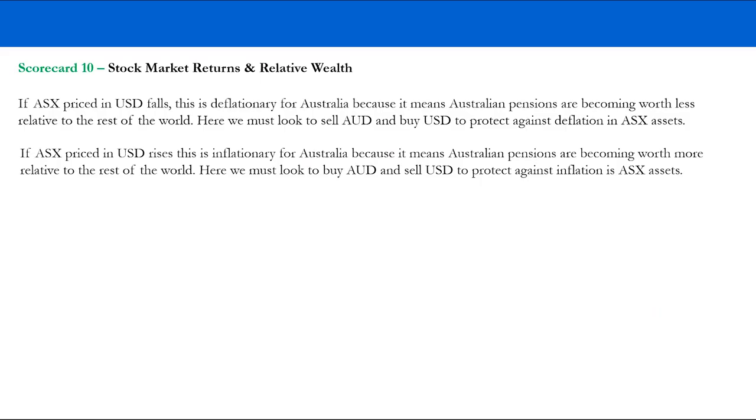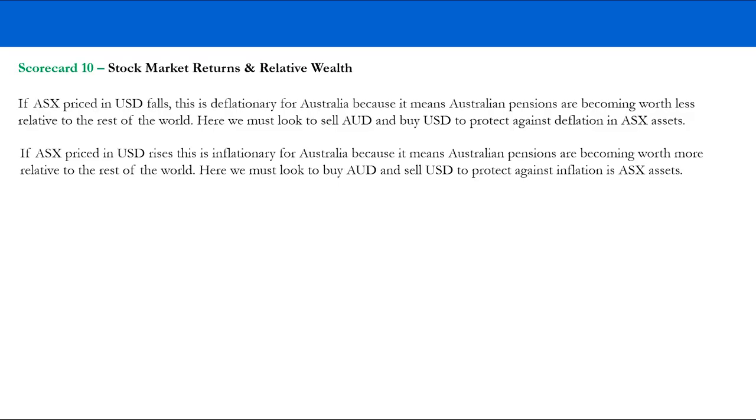Well, if the ASX priced in US dollars falls, that's obviously deflationary for Australia, because it means Australian pensions are becoming worth less relative to the rest of the world. So in these examples, we're looking in these time periods to sell Aussie dollar and buy US dollars to protect against deflation in ASX assets.